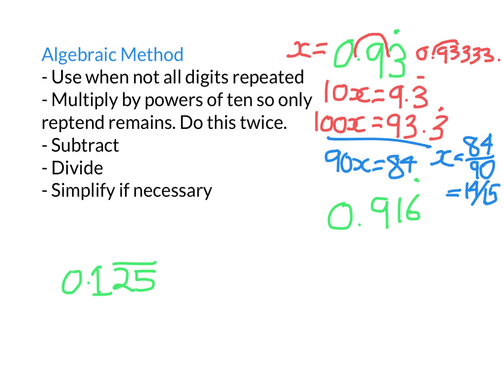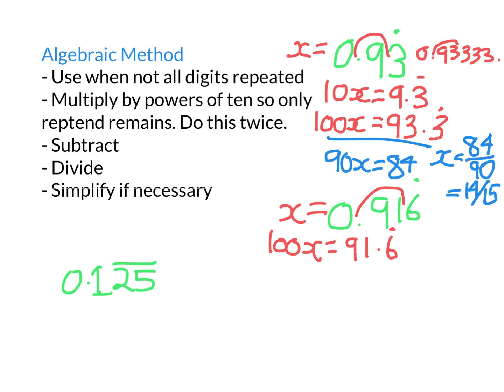Let's try this one here, 0.916 recurring. So again, we let x equal that number. So now we want to multiply this by a power of 10 to expose the reptend. Well, I'm going to need to move the decimal point 2 spots to the right, which is the same as timesing by 100. So 100x will be, decimal point is now over here, it'll be 91.6 recurring.